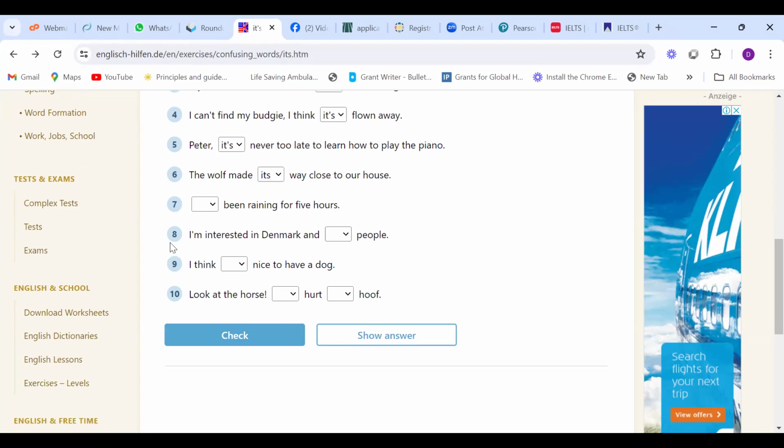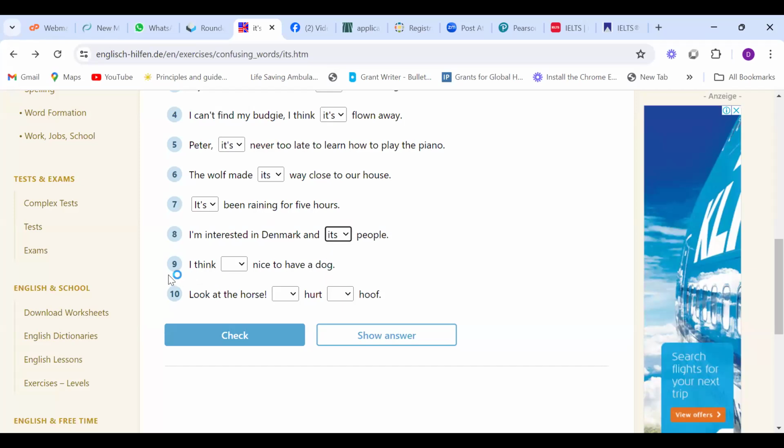Number 7, it's been raining for 5 hours. Not possessive. The long form of this sentence will be, it has. It has been raining for 5 hours. Beautiful. Number 8, I am interested in Denmark and its people. Possessive, not possessive? Possessive.